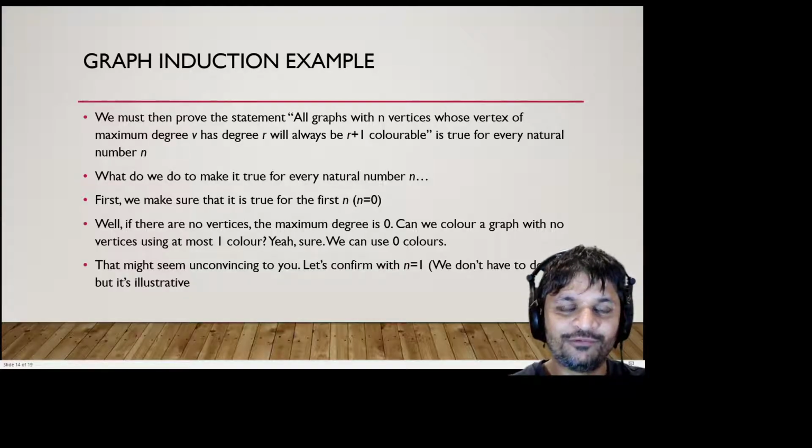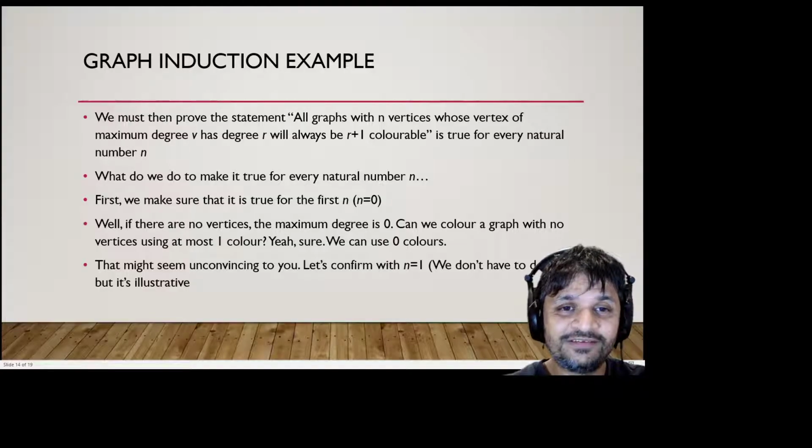What's a graph with 0 vertices? I mean, that's a pretty easy example, right? There's only one graph with 0 vertices. There's no vertices in it. In there, what's the vertex of maximum degree? It doesn't exist. So the maximum degree is 0, right?